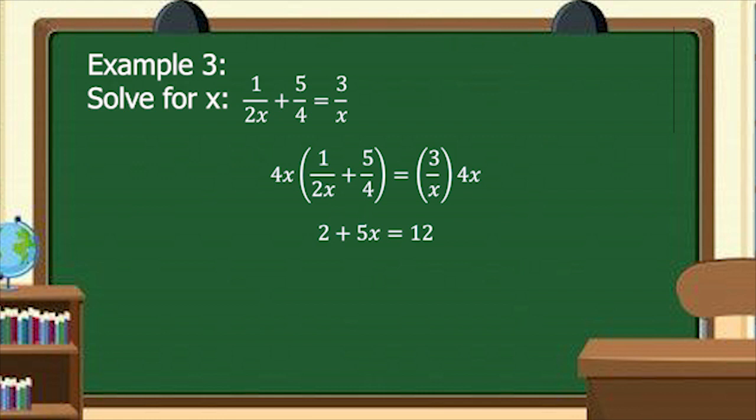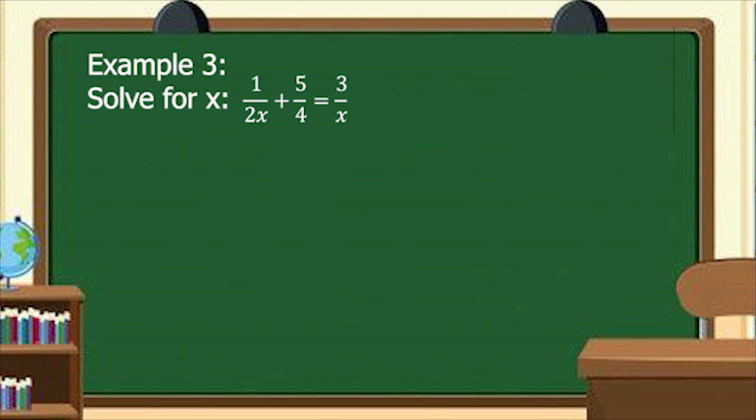Subtracting 2 to both sides of the equation, we have 5x equals 10. Finally, we will divide 5 to both sides. 5x divided by 5 is x, and 10 divided by 5 is 2. Now, we have the solution x equals 2. To check, let's substitute x equals 2 to the original equation.